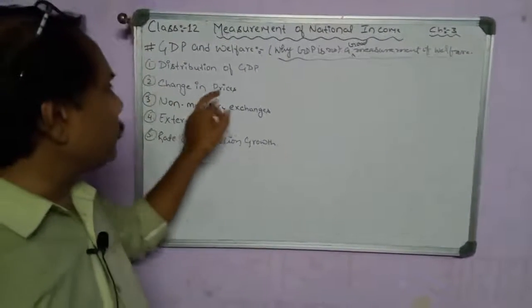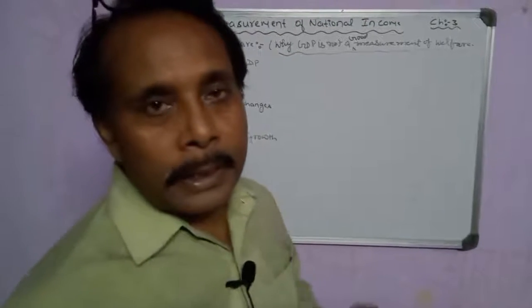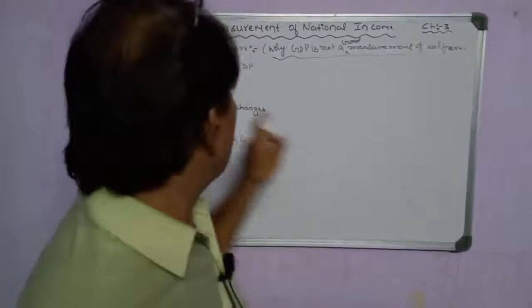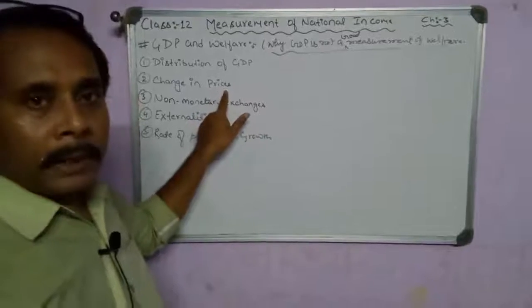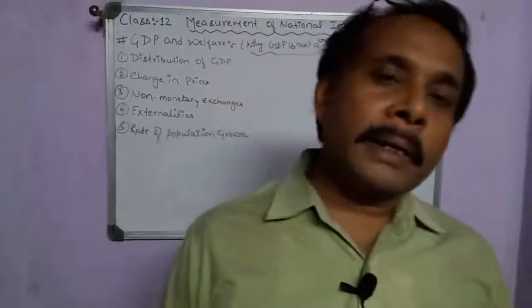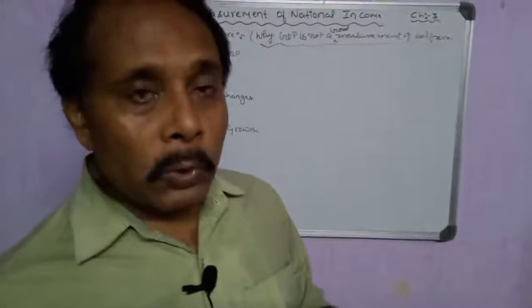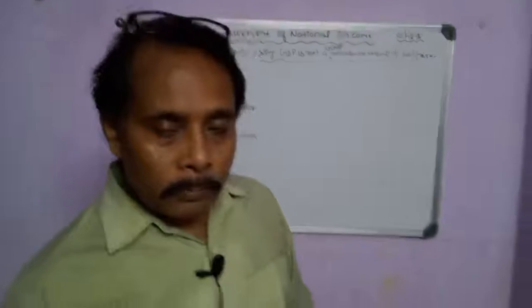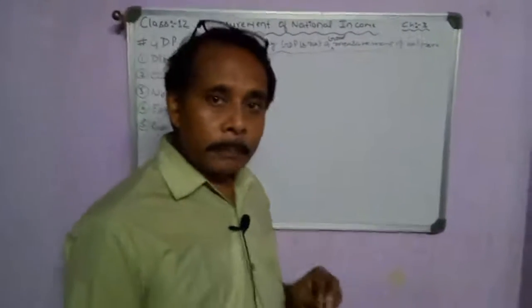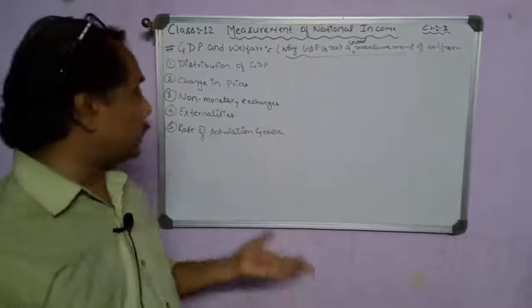Second, change in price. As we know, nominal GDP increases due to a rise in price. Here the output remains constant. So in that case the poor people will not be capable of utilizing the commodities which are present because the price of that commodity has increased.